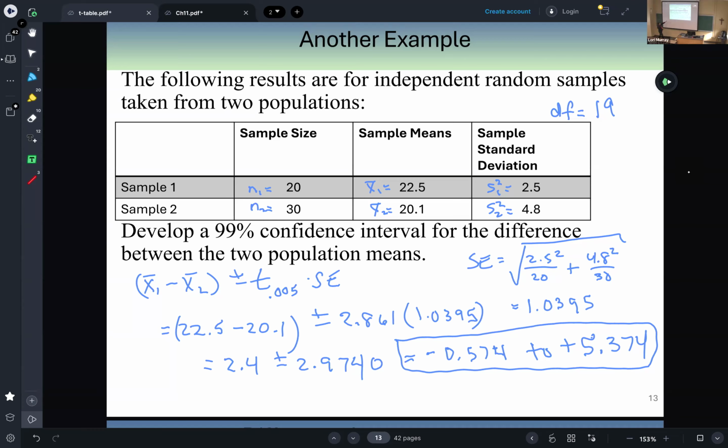And in this case, if you end up with a negative and a positive, 0's in the range, then we have no difference. And that's how you would conclude there's no difference. Right?